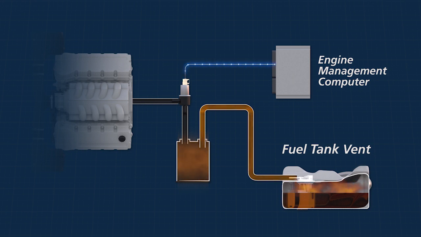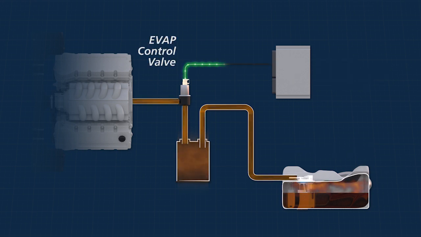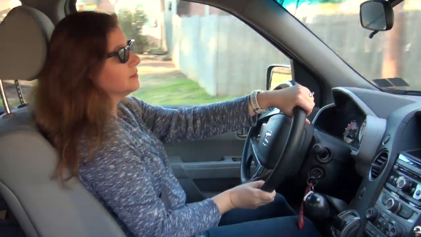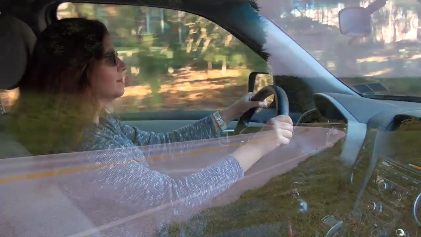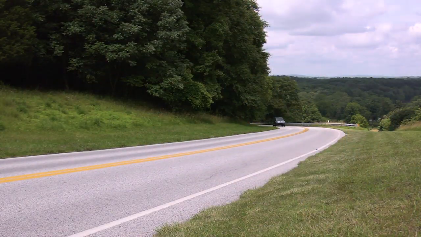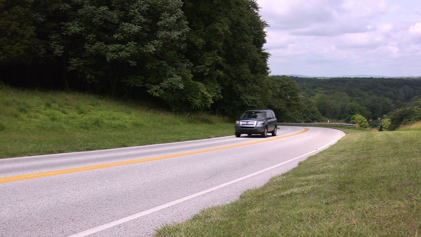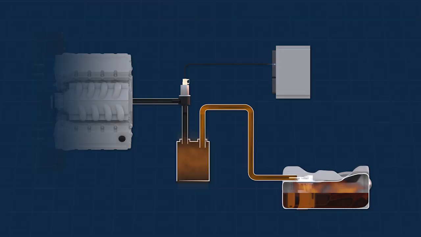When the engine is running and operating conditions are appropriate, a control valve opens and allows the stored gasoline vapors to be drawn into the engine, or purged, where they are burned. Your car's self-diagnostic system continuously tests the EVAP system to ensure it is working properly. The tests verify that gasoline vapors are stored without any leakage into the environment, and that the stored vapors are routed to the engine only when appropriate.